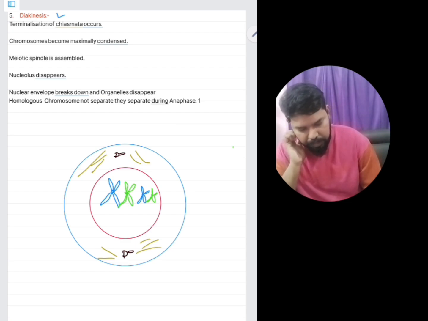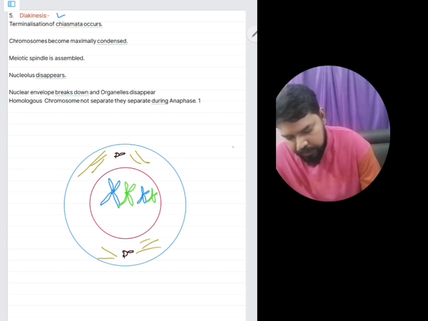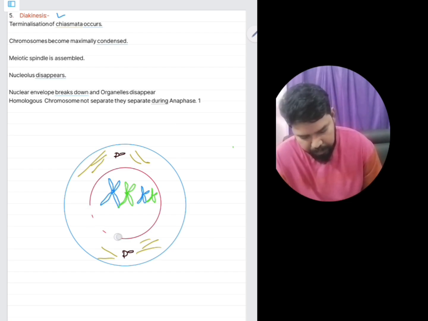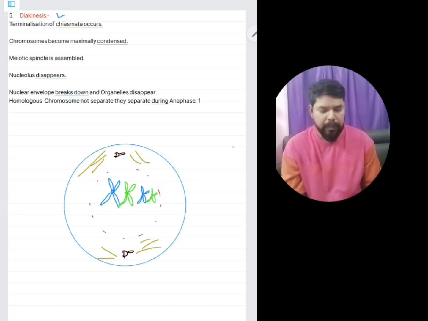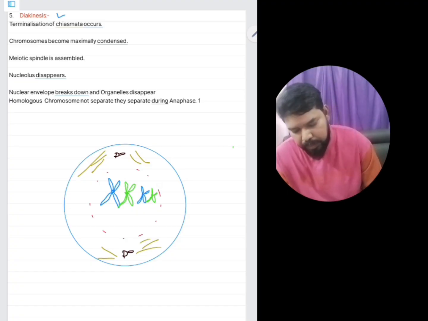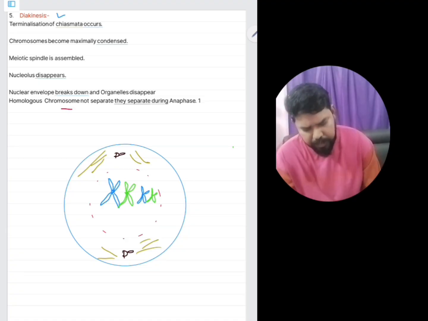Here you will see the nuclear membrane totally disappearing. What will happen in the prophase of mitosis? These things will be happening: all the organelles will dissolve or disappear. The nuclear envelope breaks down and organelles disappear. Then the homologous chromosomes are not separated. In many books it is written as separated, but they have not separated. They have only slightly touched, and that separation will take place in anaphase 1.